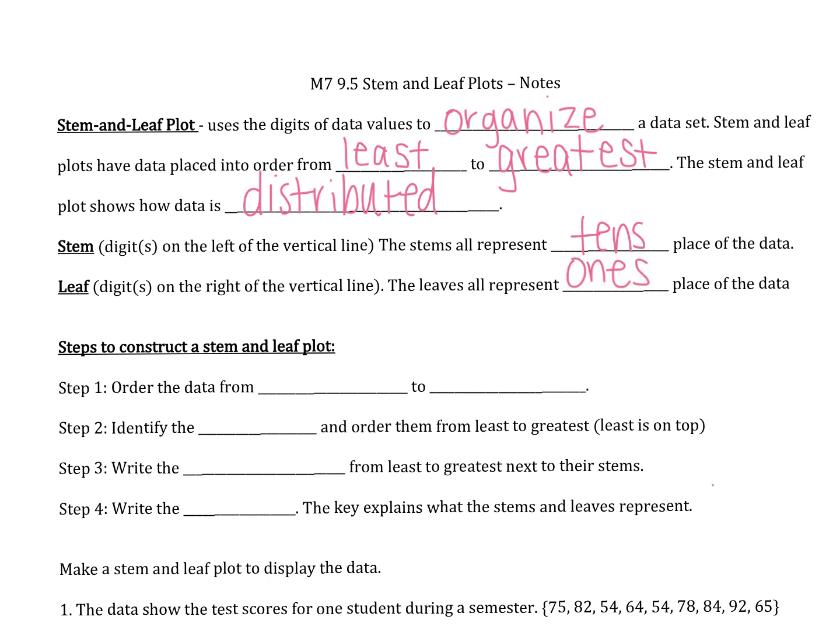The steps for constructing a stem and leaf plot are four steps, and step 1 is to order the data from least to greatest. Then you need to identify the stems and order them from least to greatest, putting the least on top. Write the leaves from least to greatest next to their stems. And then step 4 is write the key. The key explains what stems and leaves represent.